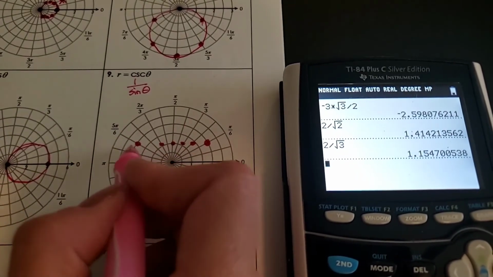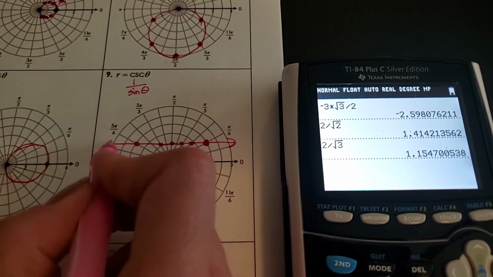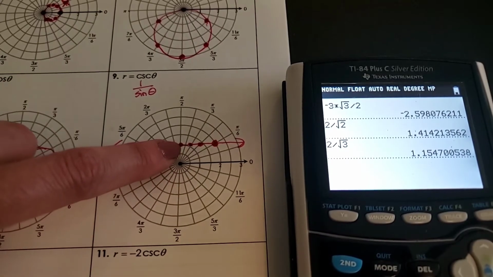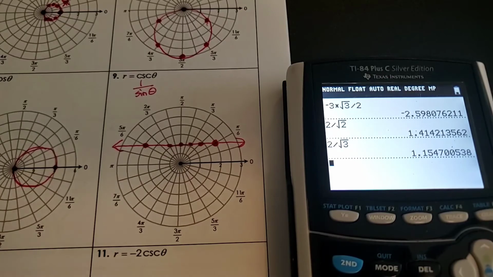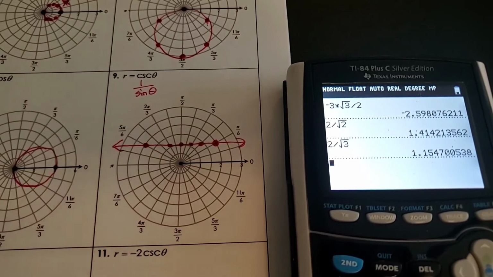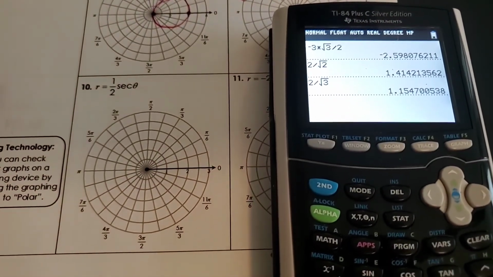Notice these are all forming a line. They are, in fact, linear at a height of 1, right where that pi over 2 is. And it is, in fact, a horizontal line crossing that y-axis. Okay. Looking at number 10, you make some predictions about number 10.